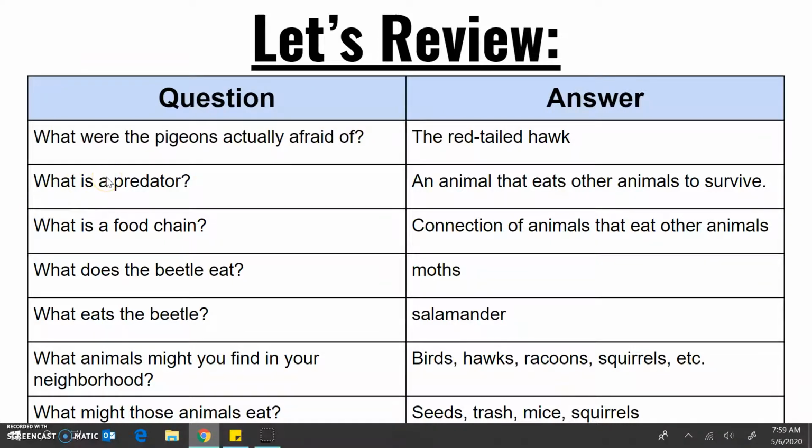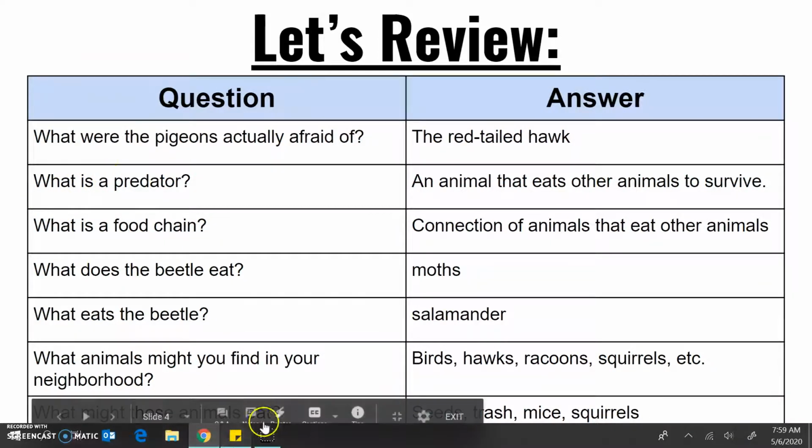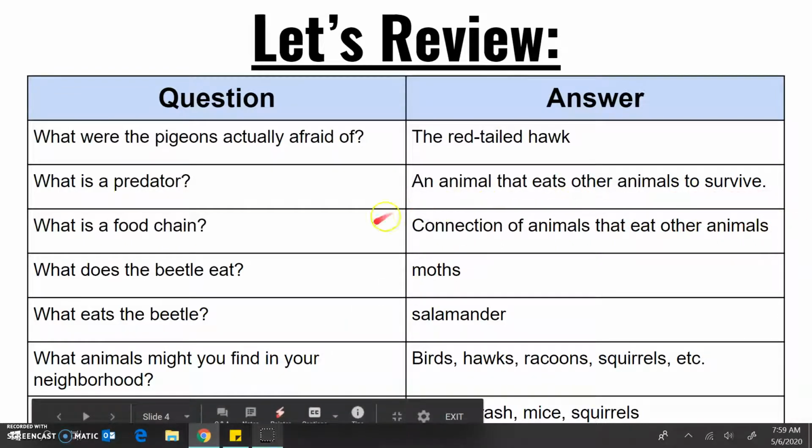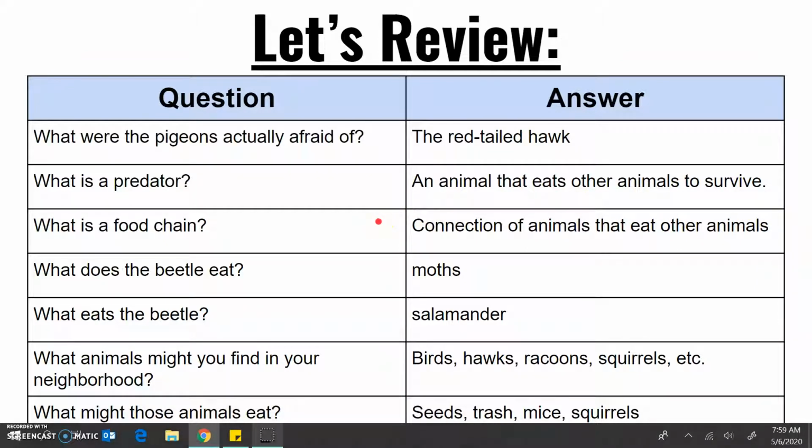The predator is an animal that eats other animals to survive. The connection of animals that eat other animals, that's like in a series. So, you have your beetle eats the leaf, something eats the beetle, so on and so forth. That's what a food chain is. It's that connection from the smallest part of energy in that food chain to the biggest thing that eats the other things.